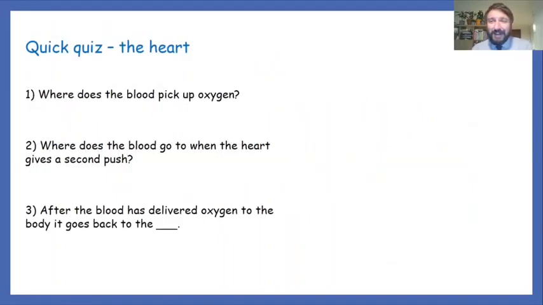Okay, time for a quick quiz. Hopefully you've been listening. Let's check. Number 1, where does the blood pick up oxygen? Number 2, where does the blood go to when the heart gives a second push? And number 3, after blood has been delivered to the body, it goes back to the blank.